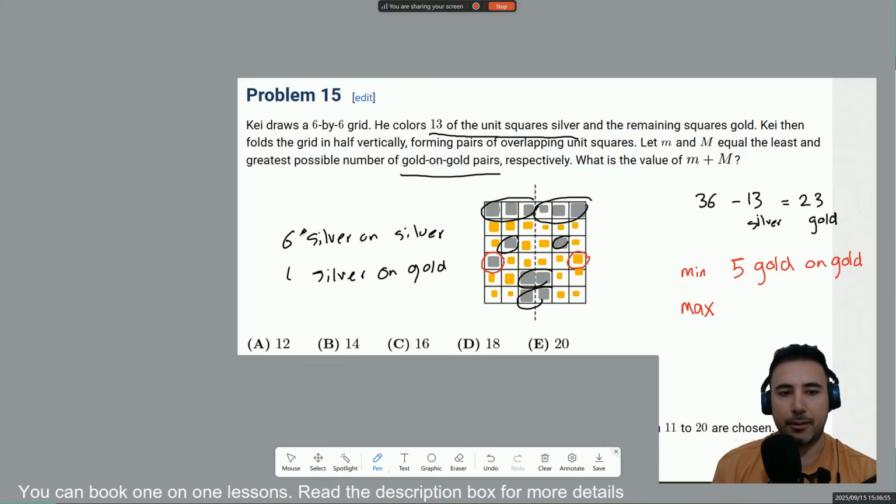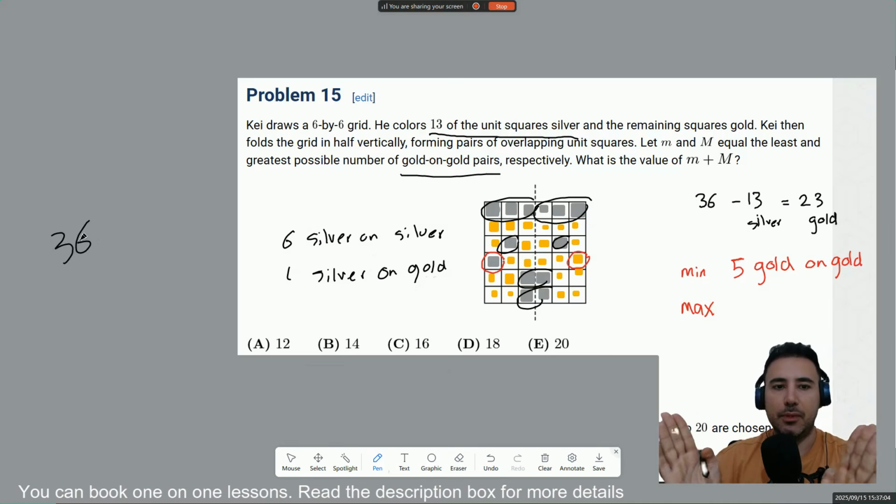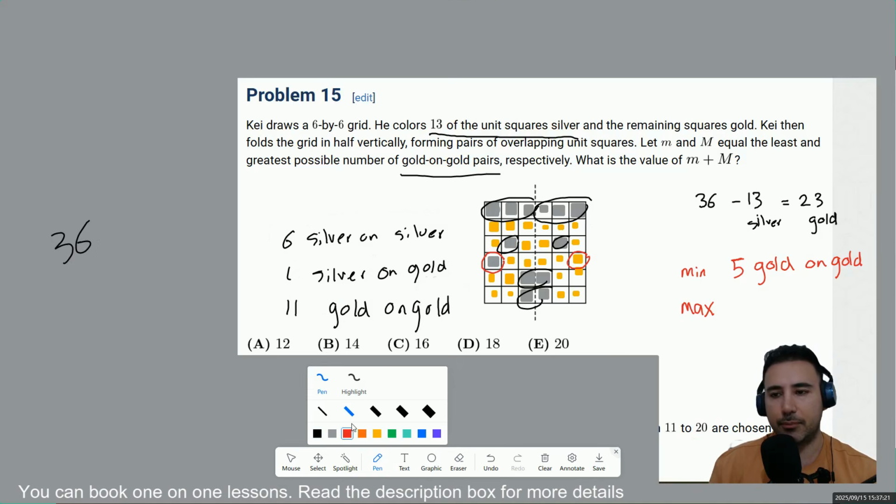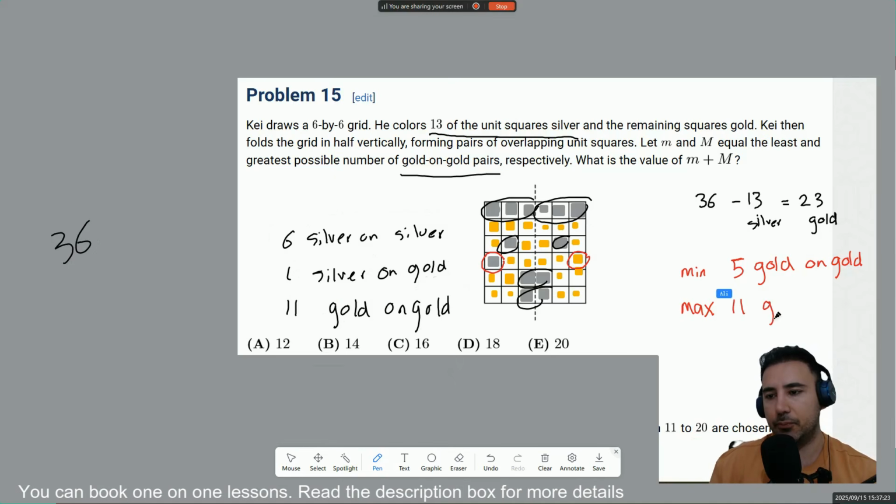So that's 7. Now we know, because we have 36, right? So, okay, when we do the fold, we're going to have 18 pairs. And this is already 7 pairs that are not gold on gold. So we're going to get 11 gold on gold. So here the maximum will be 11 gold on gold.